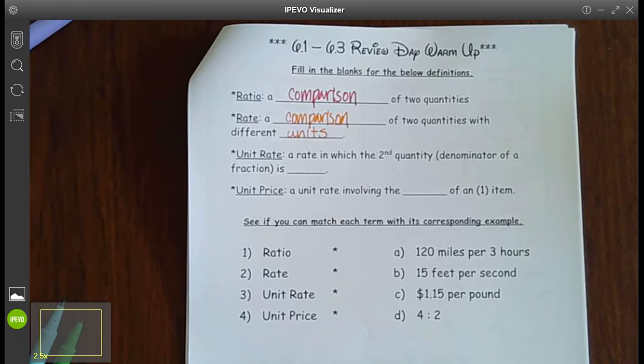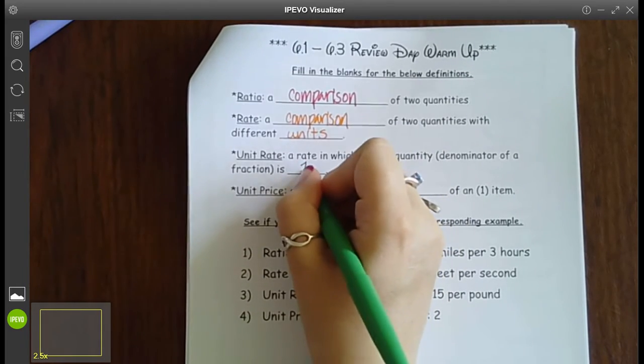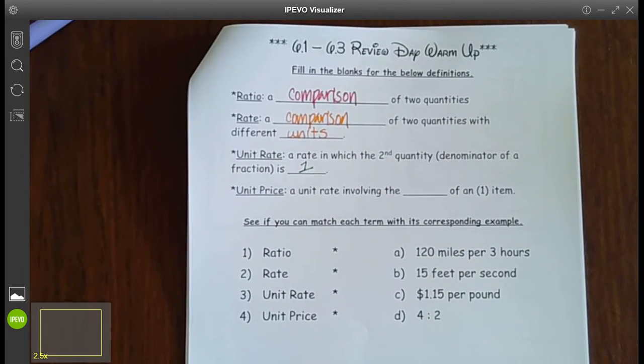Now, a unit rate is a specific type of rate. Notice how we're getting a little bit more specific each time we move up. A unit rate is a rate in which the second quantity, or the thing in the denominator, or the thing that comes second, is 1. Okay, so the thing in the denominator, or the second quantity, the thing that comes last, is 1.